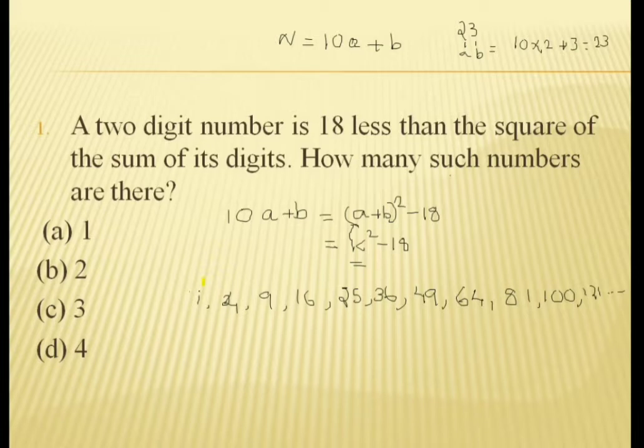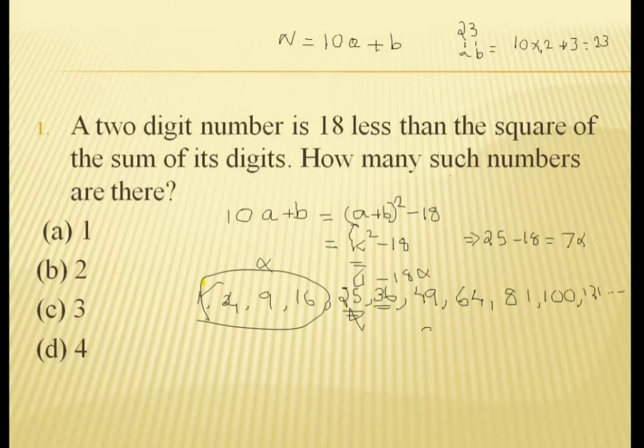For the perfect square, suppose k square is 1, it is 1 minus 18. No, we are getting a negative number, right? Because k square should be greater than 18. So up to 16 we can rule out. If the perfect square is 25, then 25 minus 18 gives 7, but that is a single-digit number, so that is not satisfying. So 25 also we can eliminate.